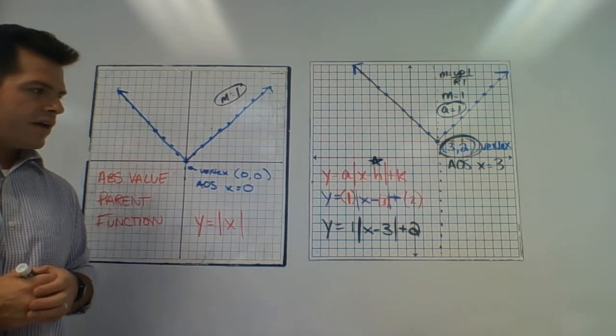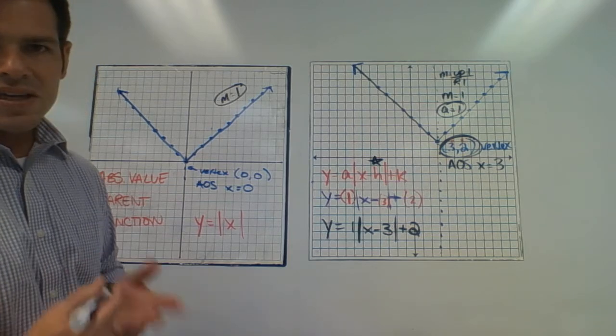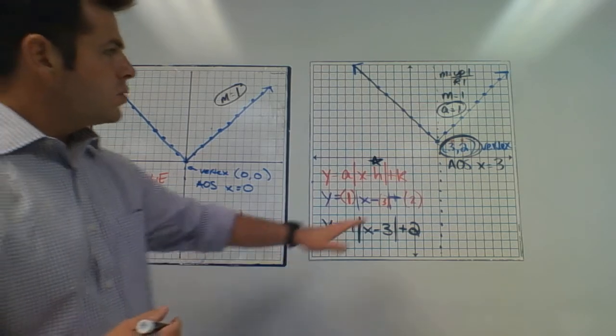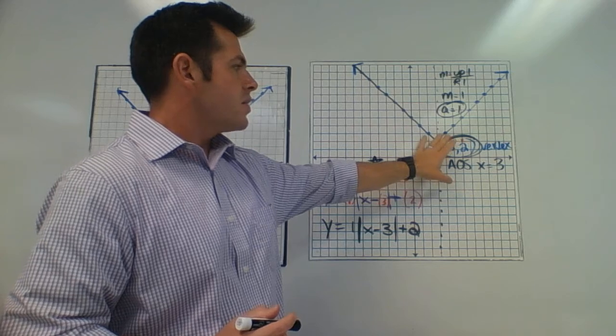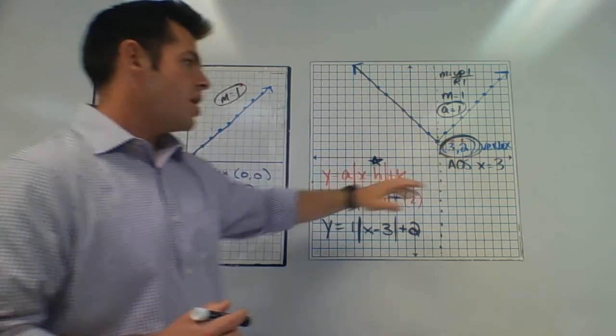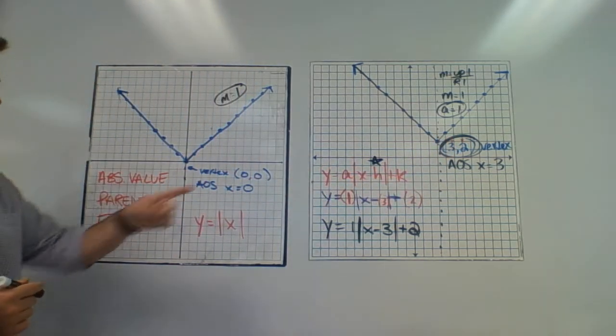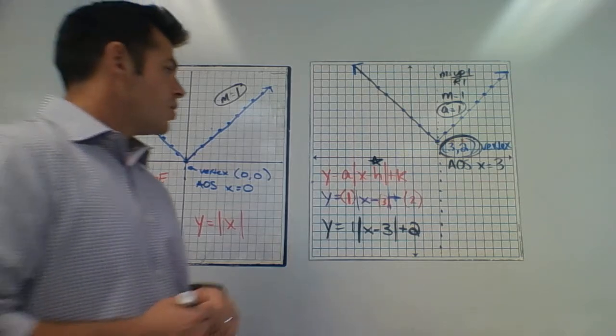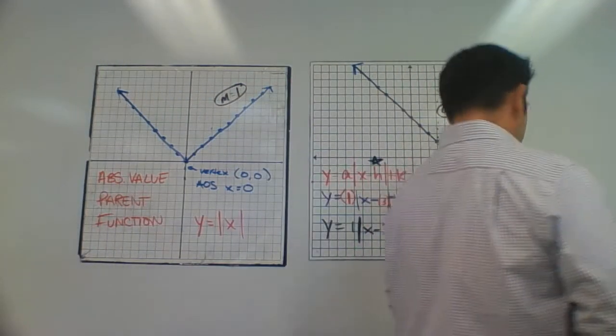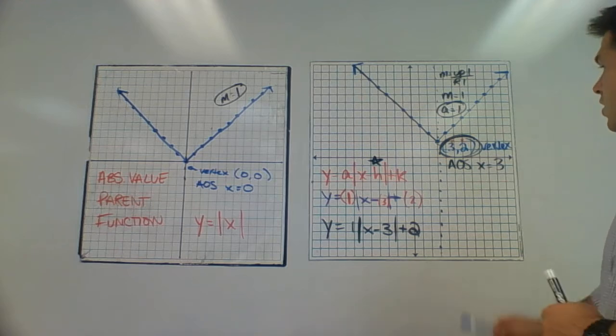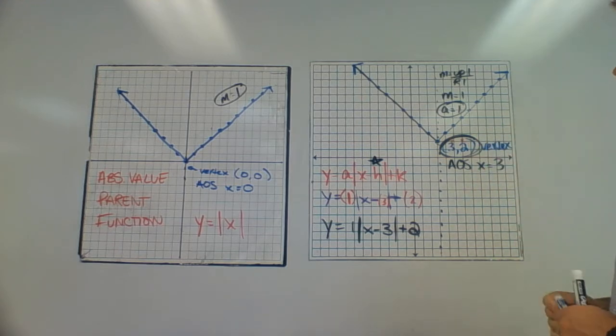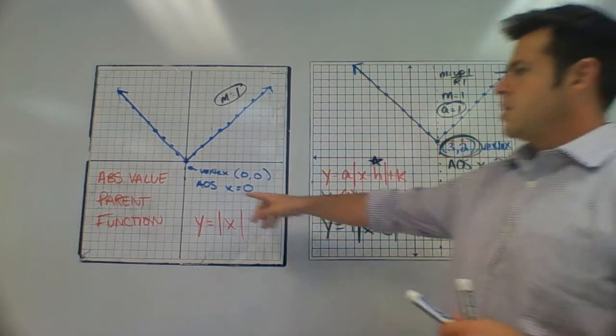The one thing I want to point out here is let's go ahead and just compare the two graphs now. So how did this graph change from our parent function? How did that graph over there change from our parent function? Well, the vertex moved a little bit, right? We'll put all the information about the vertex over here. The vertex moved. Here it was 0, 0.